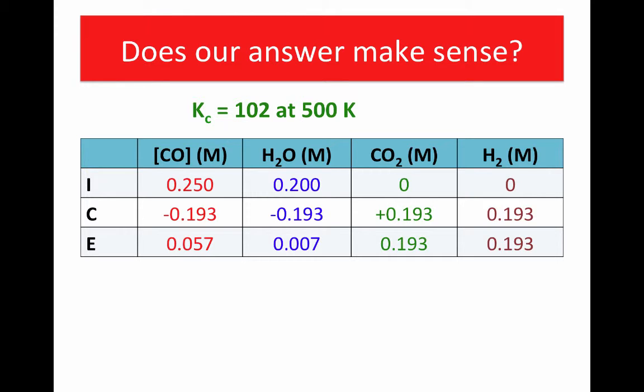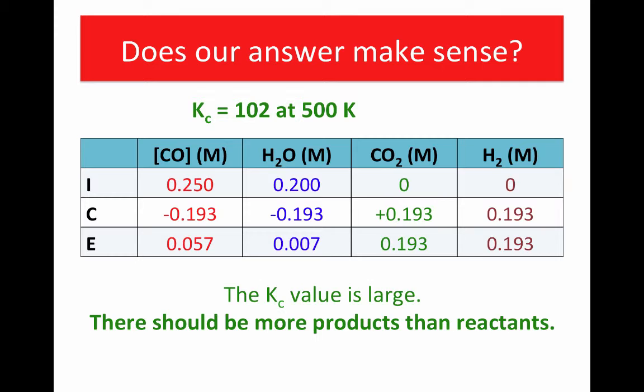We had an equilibrium constant of 102 at 500 K. And because it's a fairly large value of equilibrium constant, we will assume that there's going to be more products than reactants. And in fact, that is what we see. We see a lot more of CO2 and H2. We have 0.193 there, and only 0.007 for your equilibrium concentrations of the reactant.